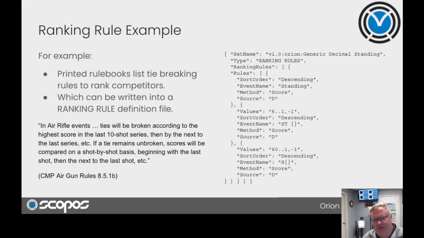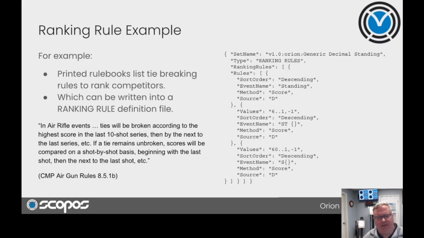The first one says we are going to sort competitors in descending order. We're going to use the event called standing, and we're going to use the score from standing, and specifically we're going to use the D, which is short for decimal score. So rank everybody by their aggregate score using decimal scoring.